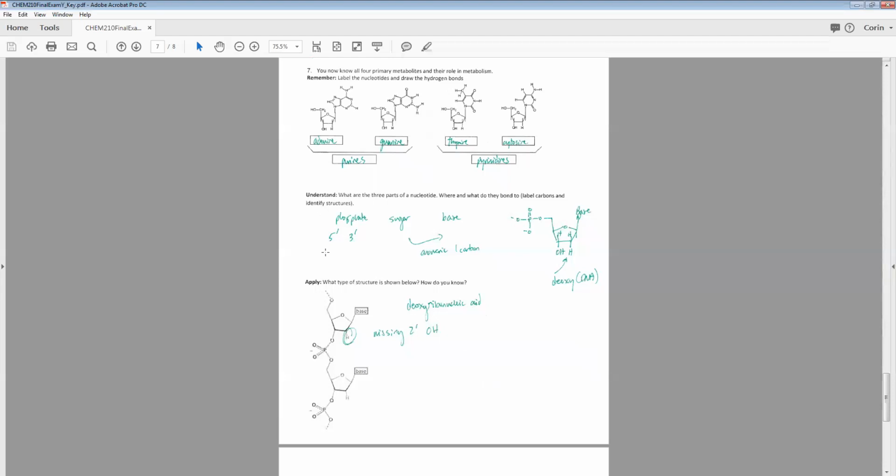So I have a phosphate, 5', 3', a sugar, and a base. These bind through the anomeric carbon. Remember, you can distinguish deoxy, which would be DNA, versus RNA. And then what type of structure is shown below? So this is deoxyribonucleic acid. How do you know? Because it's missing the 2' hydroxyl group.